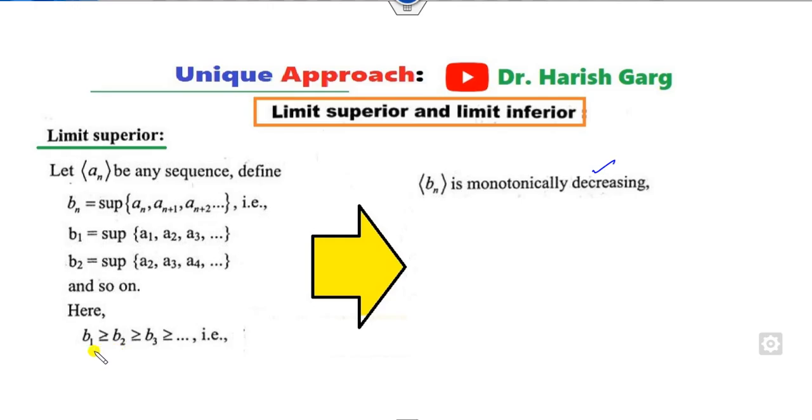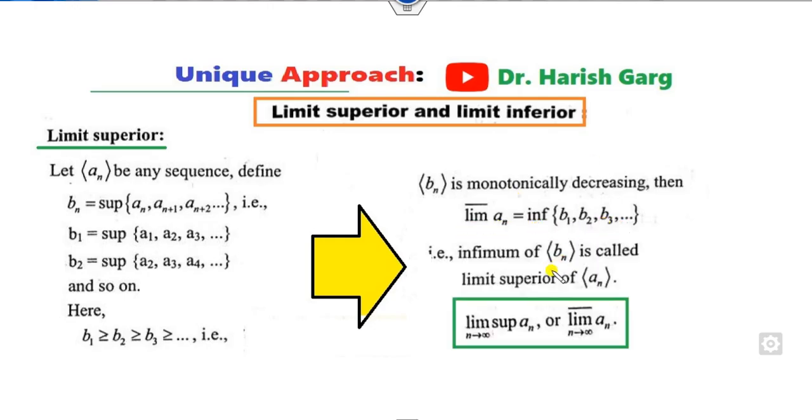Once you have a decreasing sequence, definitely you can find the infimum of these Bi's. Once you find the infimum of these Bi's, it is called the limit supremum, or limit superior, of A_n. We also denote this as limsup, or the upper limit.